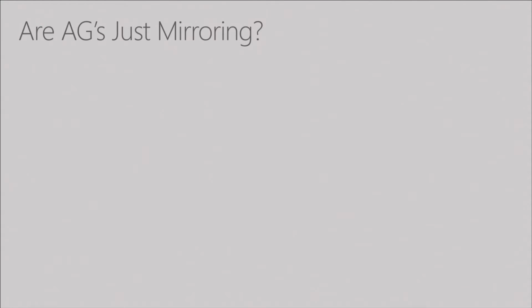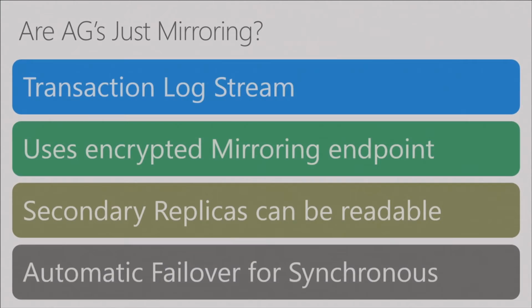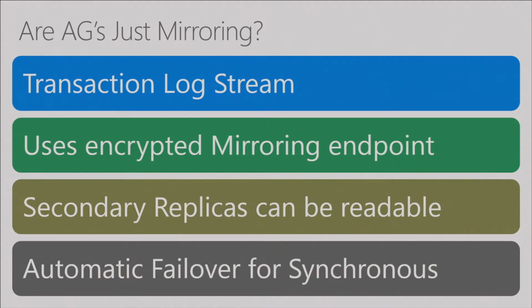Now, are our availability groups just mirroring? They seem kind of like database mirroring when you first start to look at them. And realistically, the answer is no. They're very similar, but they're not the same. We use the same basic concept for moving the data in that we're sending a transaction log stream, or a TDS stream, between the 2 servers. We're using the exact same endpoint that database mirroring was using. So we're encrypting all our data as we send it across the wire.